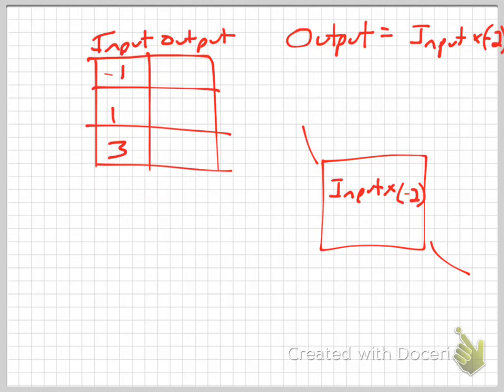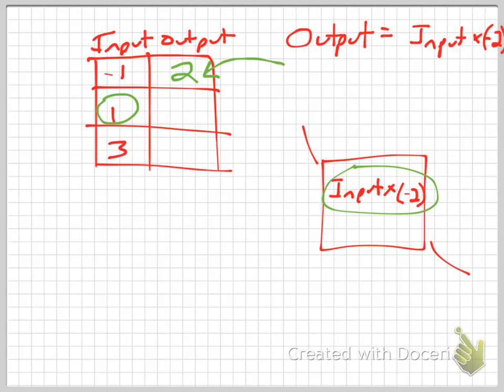So, input times negative 2. So then, what goes right here? You tell me. If it's input times negative 2, what's my answer, Michael? Isn't that what they're saying? It's input times negative 2. So whatever the input was, what was the input? Negative 1. What is negative 1 times negative 2? What's a negative times a negative? Negative 1 times negative 2 is 2.